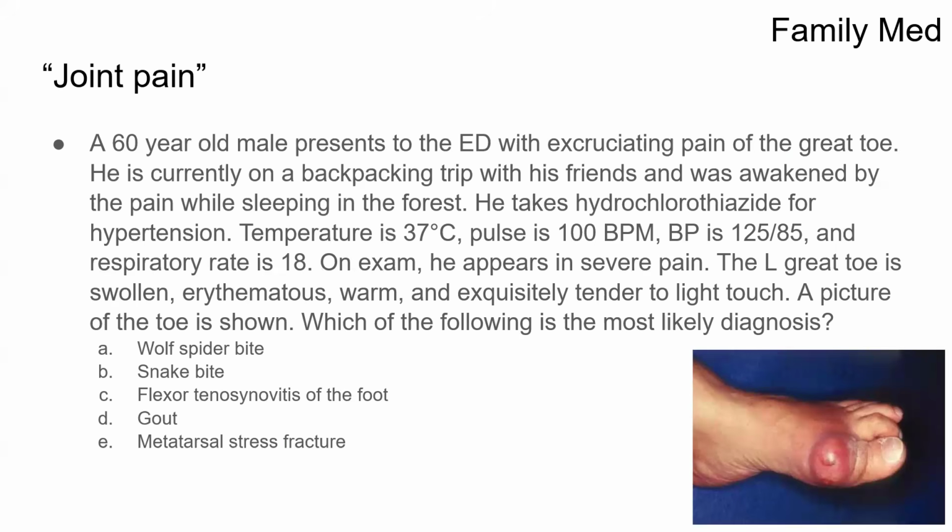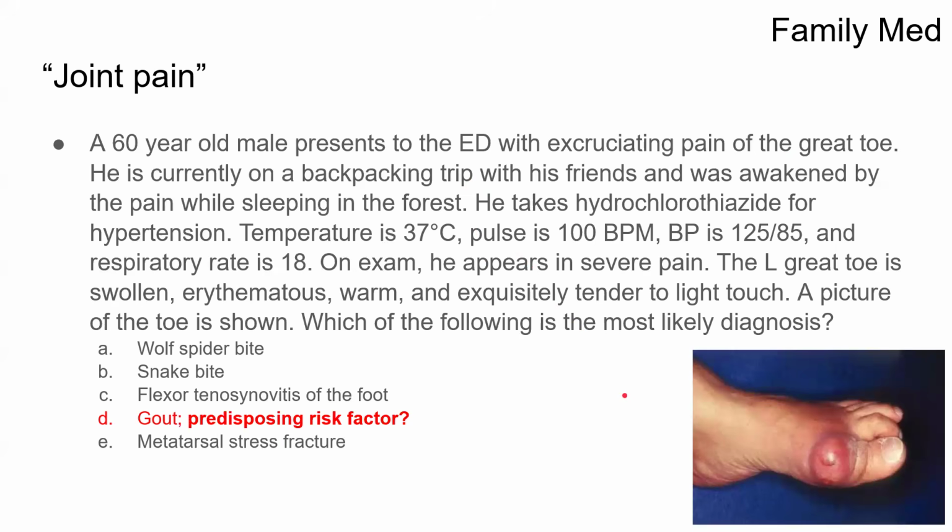Which of the following is the most likely diagnosis? A, wolf spider bite. B, snake bite. C, flexor tendinosynovitis of the foot. D, gout. Or E, metatarsal stress fracture. So again, like I said, the differential for joint pain can be very broad, and this is an example of that. So this is gout.